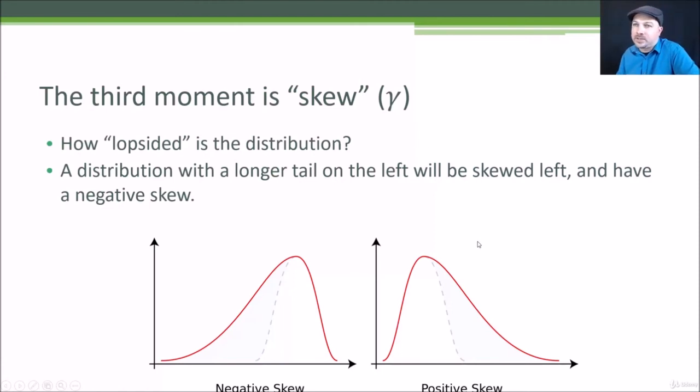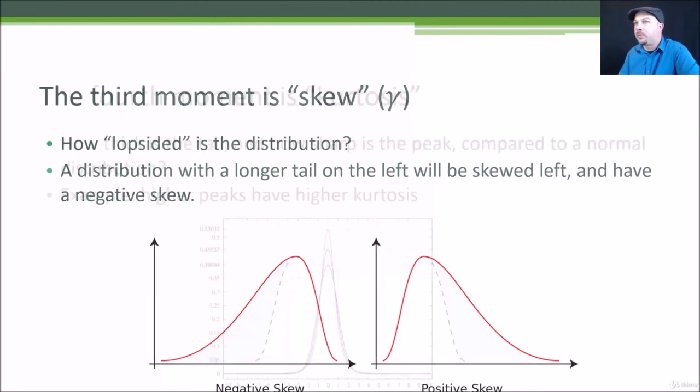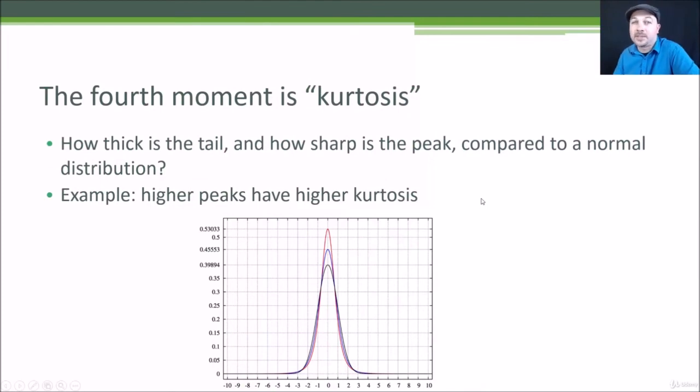So that's all skew is. It's basically stretching out the tail on one side or the other, and it is a measure of how lopsided, how skewed a distribution is. The fourth moment is called kurtosis. Wow, that's a fancy word. All that really is, is how thick is the tail and how sharp is the peak. So again, it's a measure of the shape of the data distribution.